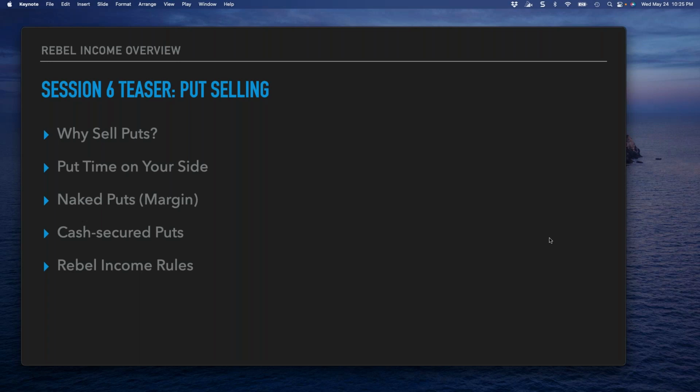We'll also go over the basic rules related to the Rebel income system. We've outlined some of the foundational elements of that system, like fundamental analysis, valuation analysis, price action and trends, etc. But we'll really dive into exactly what those rules are for the Rebel income system so that you can see exactly how those are supposed to work.